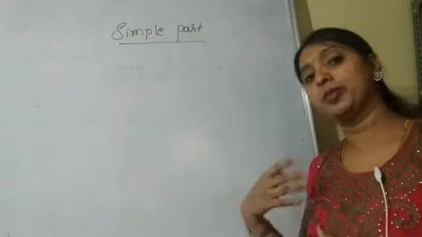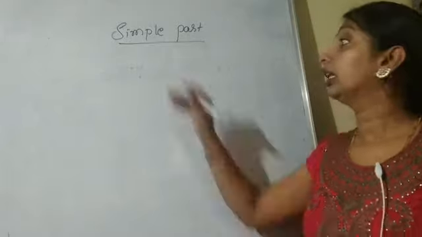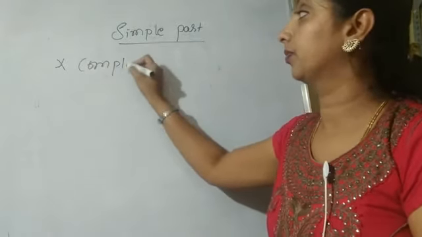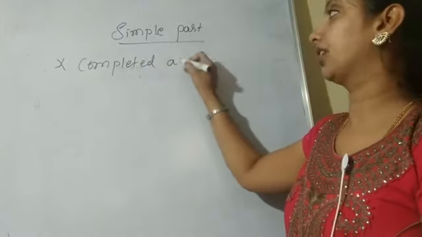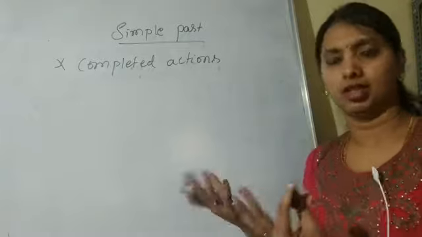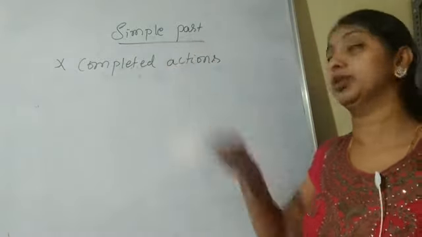We understood how to make the sentences. Now we need to understand where exactly we have to use it. Simple past tense is used to speak about completed actions. Completed actions in the past. In the past, at any time, you might have completed those actions. So to speak about the completed actions, we have to use simple past.